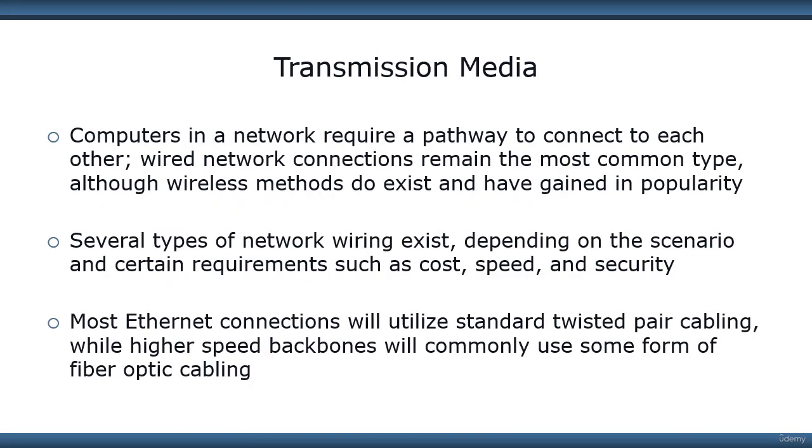In order to communicate, the very first thing that we need is a pathway to connect to each other. Wired network connections remain the most common type, although, of course, wireless methods do exist and have gained in popularity. There are a lot of different types of network wiring, and you can choose one depending on the scenario, certain requirements like cost, speed, security, etc. Most Ethernet connections are going to utilize standard twisted pair cabling, while it's possible to see higher speed backbones use some form of fiber optic cabling.